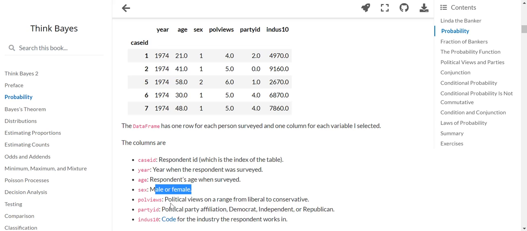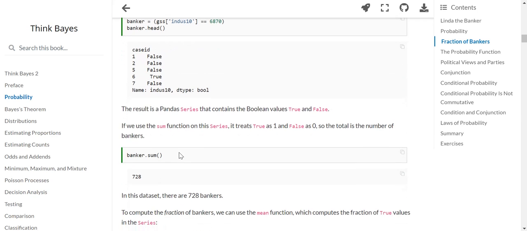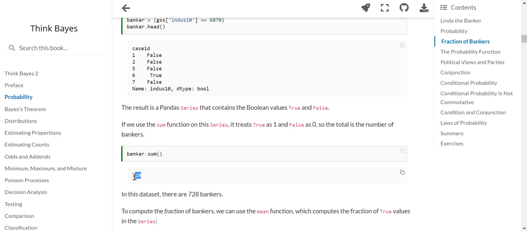Political views, on a range from liberal to conservative, the party ID, and the code for the industry that the respondent works in. Makes sense. The code for banking and related activities is 6870. So we can use pandas to see that there are 728 bankers in our data set.